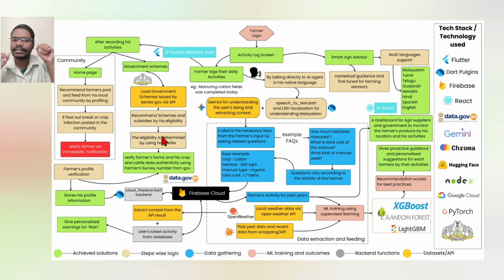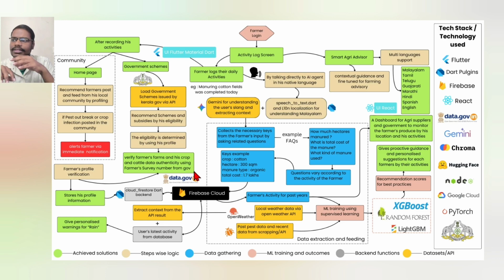How to determine his eligibility? By using his profile. To verify the farmer's farm profile, his crops and cattle data authenticity, using the farm survey number and price, which will be provided by the government from data.gov.in. He is also trying to achieve this using a government API or partnership.